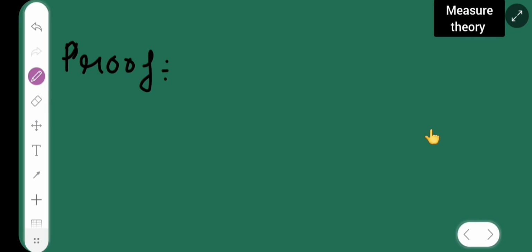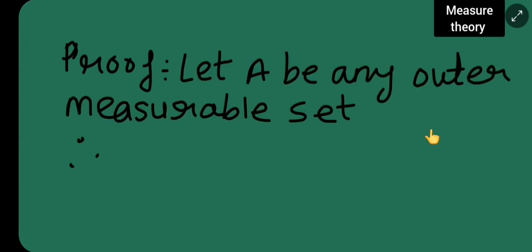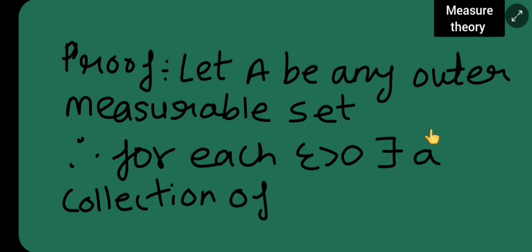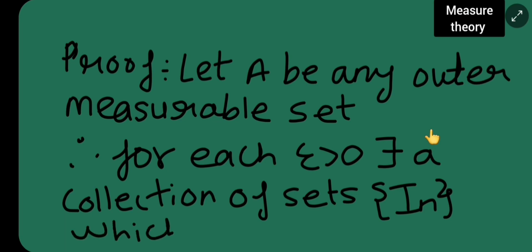Let A be any outer measurable set. Therefore, for each epsilon greater than 0, there exists a collection of sets I_n which covers A. So this I_n is a collection of sets which covers A.